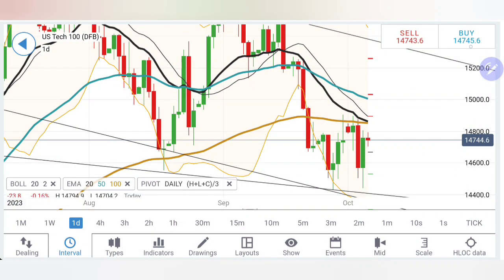Nasdaq 100, as we discussed yesterday, has seen a very good bounce back, a very good rise. In fact, it has gone close to 14,800 levels. Now, 14,800 is definitely a great resistance level for Tech 100 for today. Now, what to expect? Can we expect another green candle?